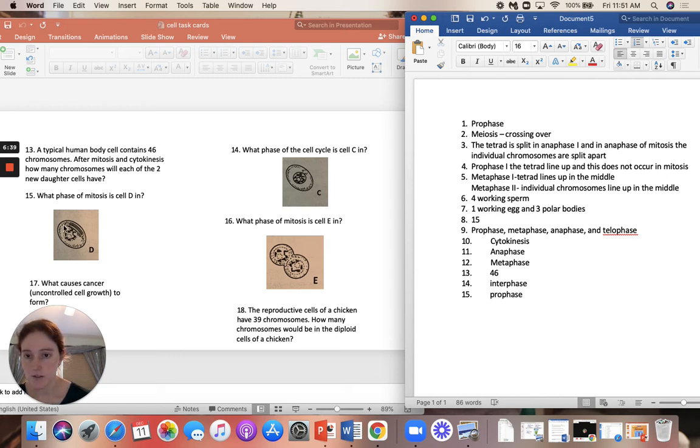The centrioles are here. The centromeres are the middle of the chromosomes, and the dotted line is representing that the nuclear membrane and the nucleolus are leaving. 16. What phase of mitosis is cell E in? Telophase. It's splitting into two new cells. What causes cancer, which is uncontrolled cell growth, to form? The cell passing through the checkpoint incorrectly and dividing.